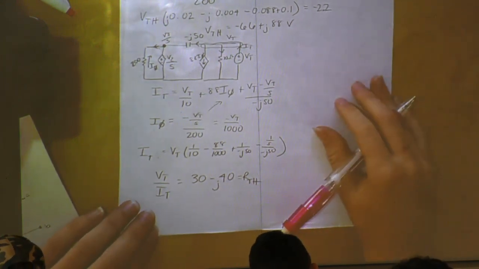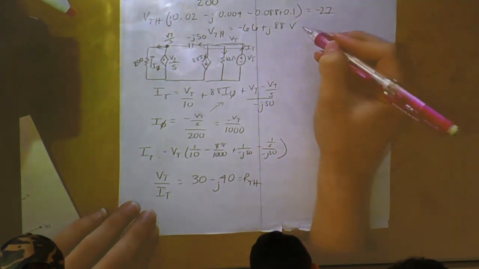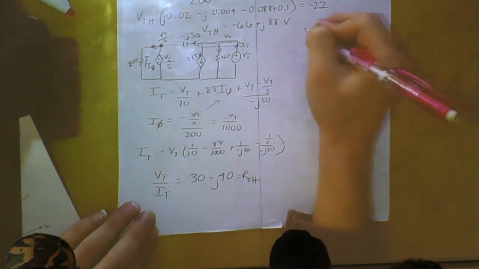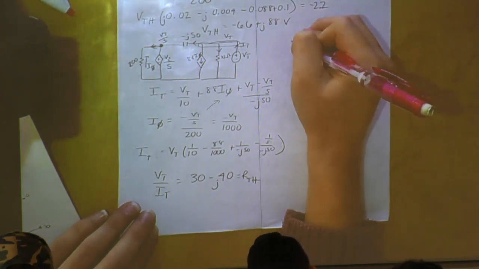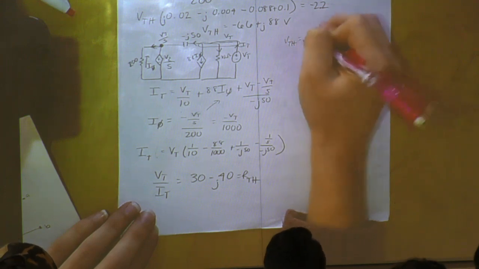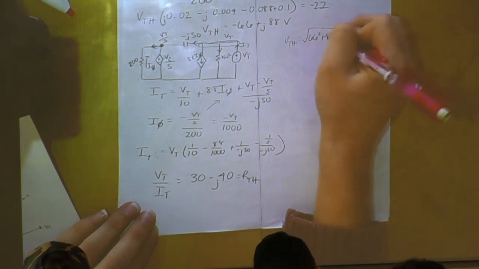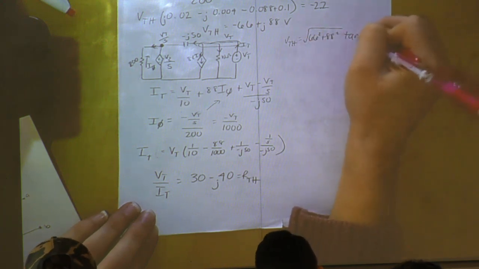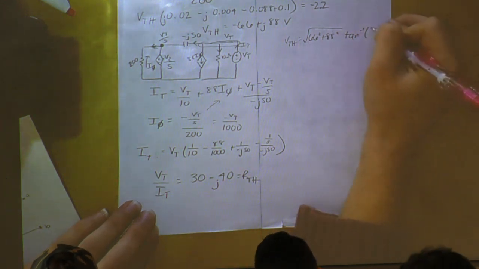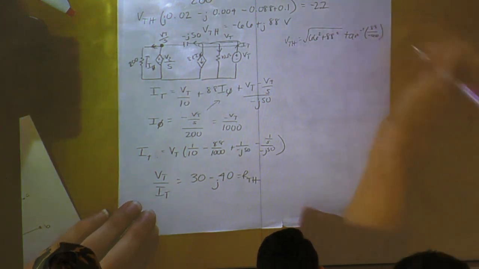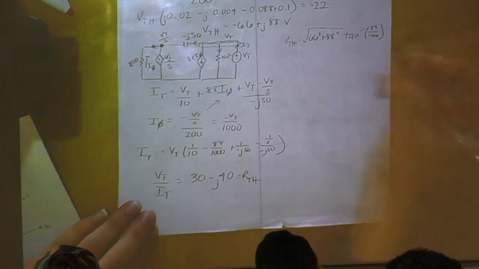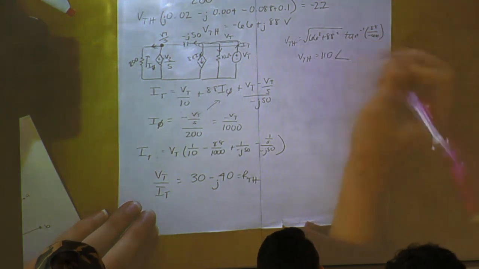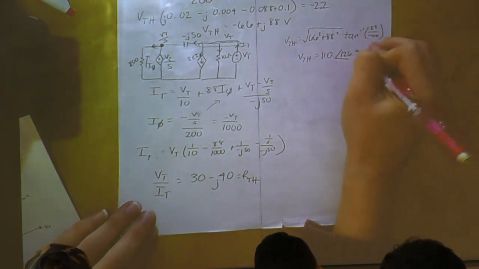We'll go ahead and transfer our VTH into angular form. We'll get the magnitude as the square root of 66 squared plus 88 squared. And then our tangent inverse of 88 over negative 66 should come out to 110, angle 126.9 degrees.